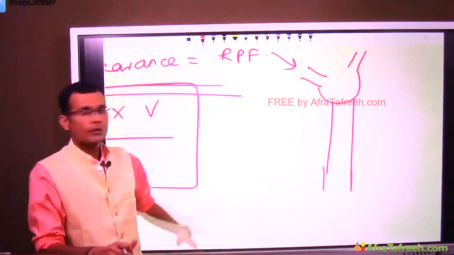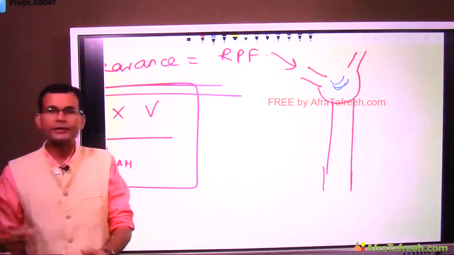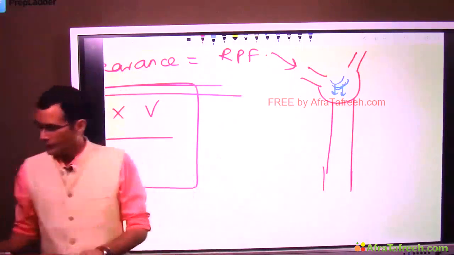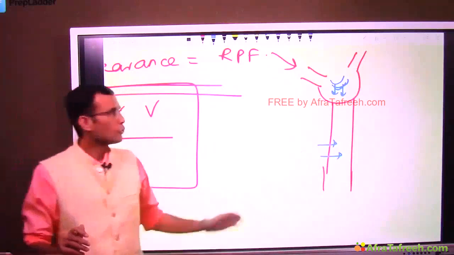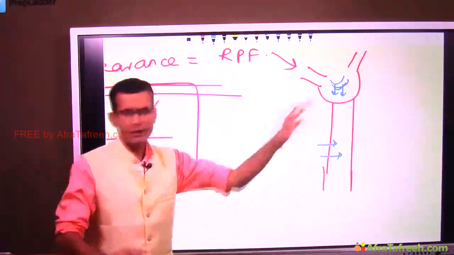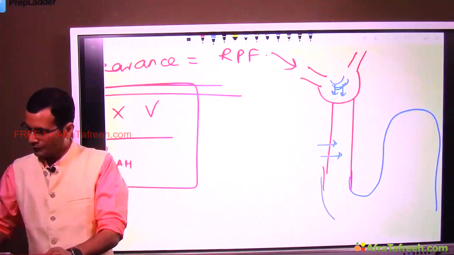That means there are two processes which are causing the excretion: glomerular filtration and tubular secretion. So by glomerular filtration and tubular secretion, all of it will come into the urine. That's the point.